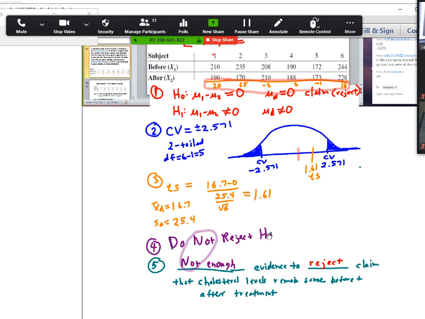So we do not reject H0, which means that we do not have enough evidence. Remember, whenever we're on a not in step 4, we're on a not in step 5 as well. They either are both nots or they both aren't, but they will match up with each other. So not enough evidence to blank the claim that cholesterol levels remain the same between before and after treatment. So here, because H0 is my claim, I'm going to use the word reject here. If you put the word support here, you're going to lose 2 points.